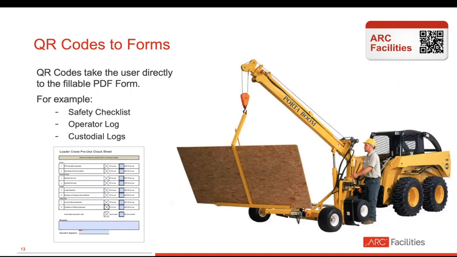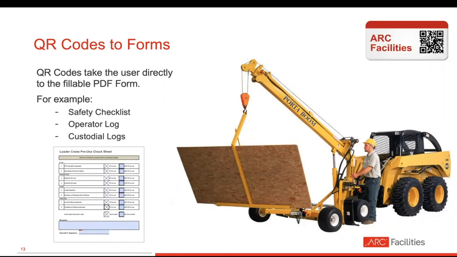In this case, I've got a loader crane, right? Before that technician starts moving plywood around, maybe there's a safety check that you want him to run through. You want him to check the hydraulics. You want him to check to make sure there's no damage to the vehicle. You want to make sure that he's gone through the steps to make sure that vehicle is safe to operate. Put the QR code on the side of the piece of equipment. He can scan that and then fill in that fillable form on the left-hand side that you see.